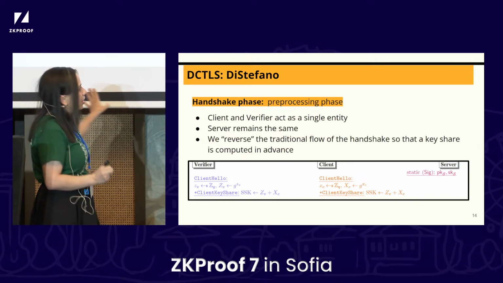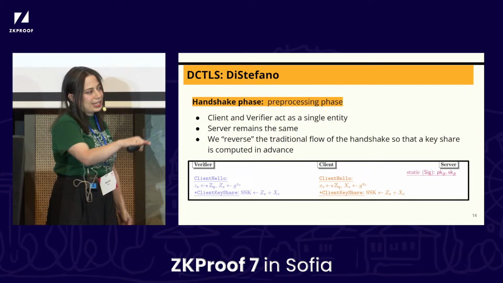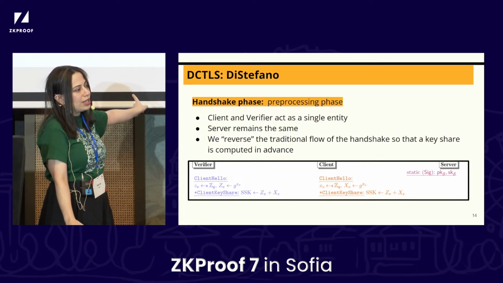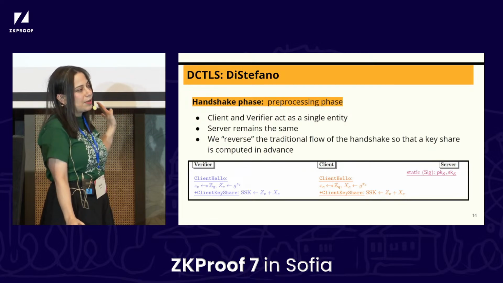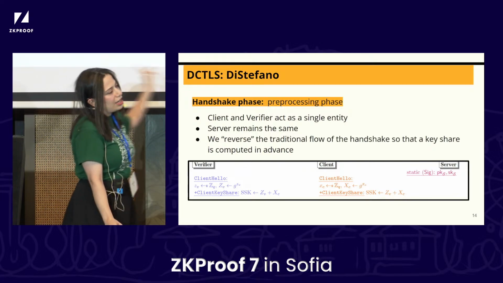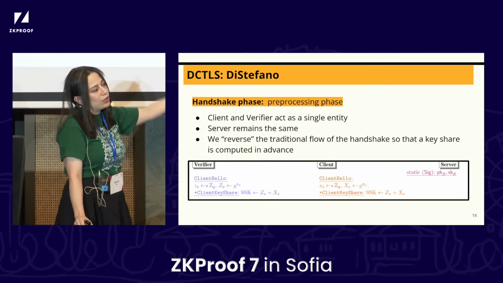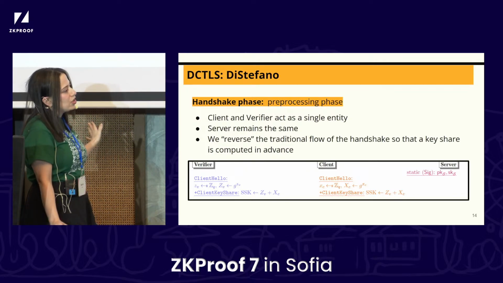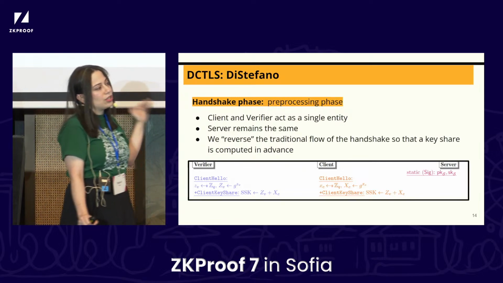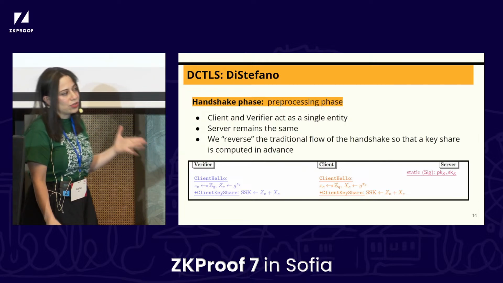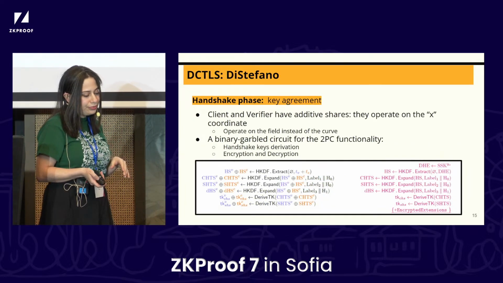How we do it with the verifier is that instead of directly sending the client hello message, we generate additive shares of those specific parameters, so neither the client nor the verifier has a full view of the key, but rather they just hold additive shares that in combination are used to generate the session keys that are going to encrypt the handshake messages and later also the record layer messages.